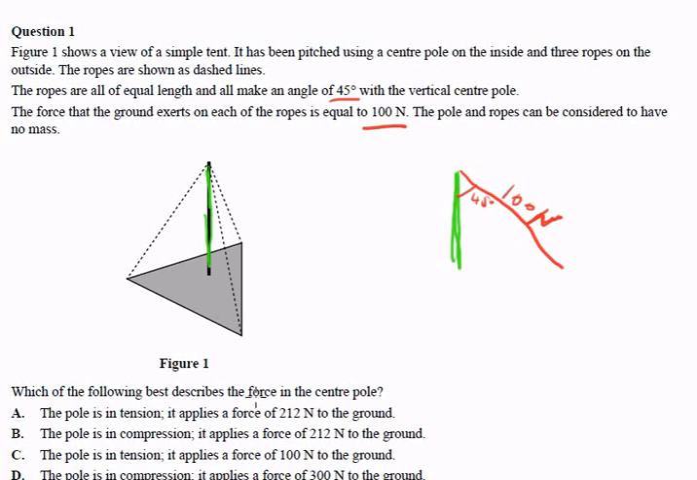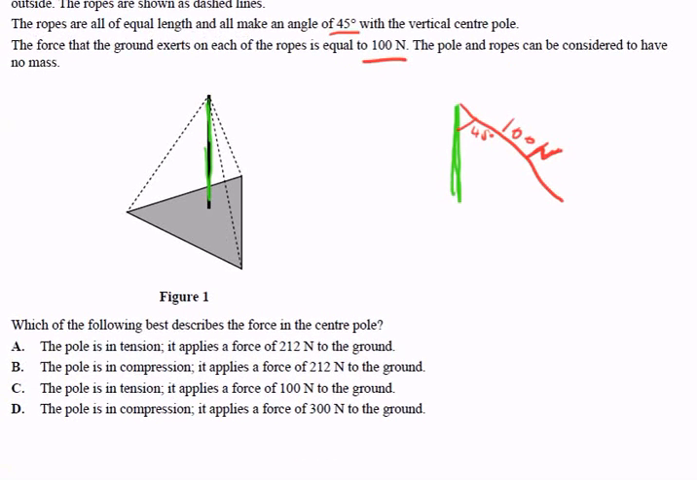And it says, which of the following best describes the force on the centre pole? Now there's obviously 3 ropes, but I've just drawn one for now. We get rid of 2 of these answers because we know the ropes are going to be pulling down on that pole, and we can say, is it either in tension or is it in compression?